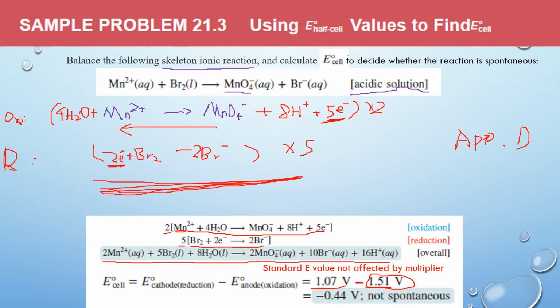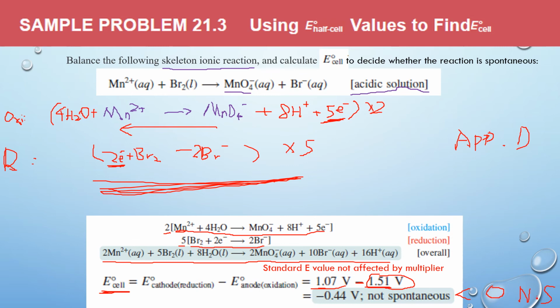So you have 1.07 minus 1.51, which is negative. This is less than 0, so it is not spontaneous. Every time you have a negative standard cell potential, the reaction is non-spontaneous.